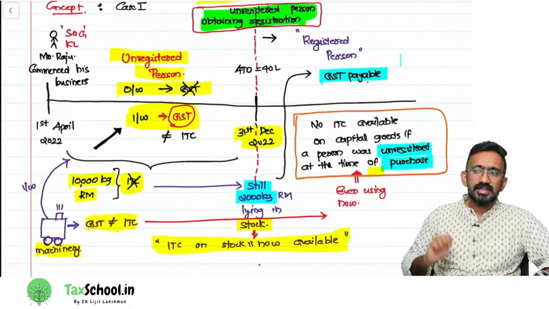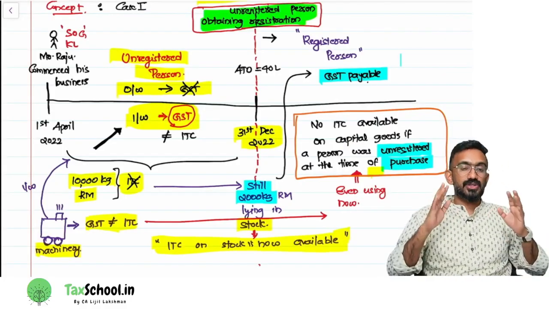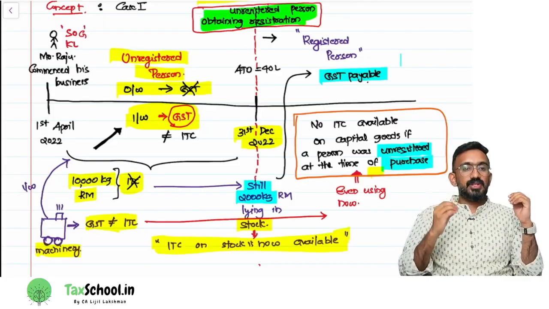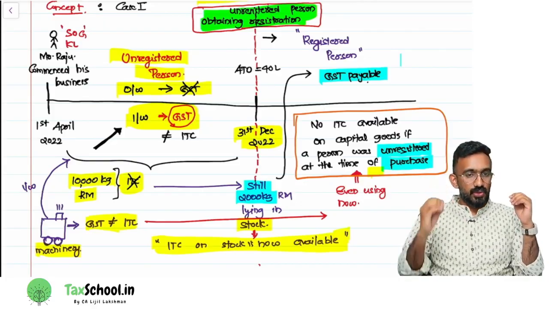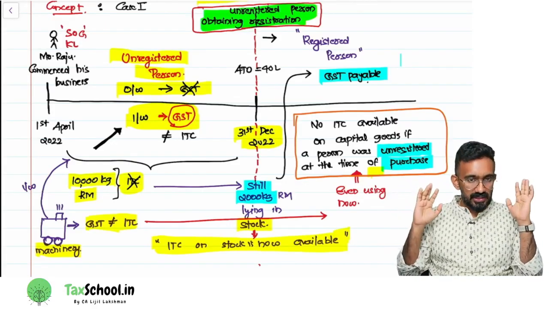Case number 2. Before that, let me elaborate a little more on the case number 1. Suppose during this time he purchased a machinery also. When he purchased a machinery, when he was an unregistered person, can he take ITC at the time of purchase of machinery when he was unregistered? Answer is no, because an unregistered person cannot take ITC. Only a registered person can take.